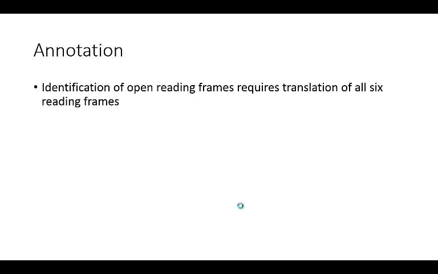And one of the ways you can get this is through annotation. So when you're looking at these sequences, you can try to identify open reading frames. And when you're looking at this, it really requires translation of all 6 potential reading frames. So if you have DNA, remember that these bases are going to be read in groups of 3, and there are 2 strands. So you can go one direction or you can go the other direction. So there's 2 different frames there.